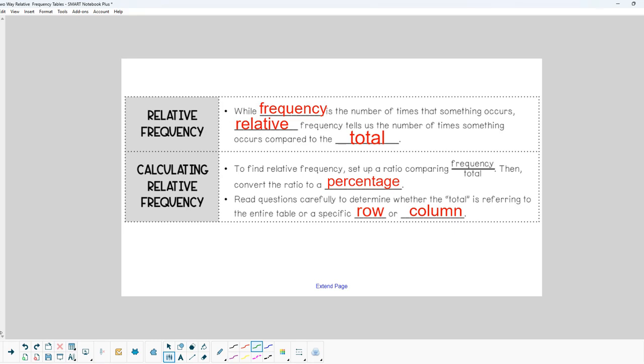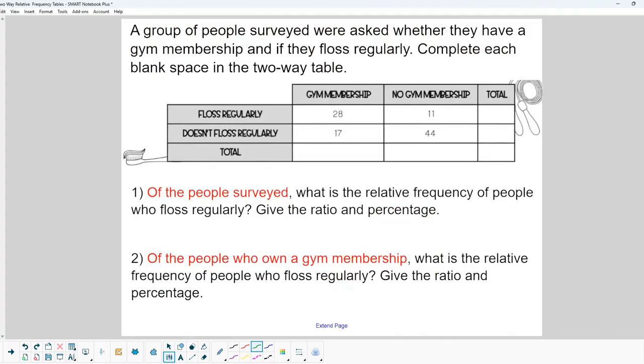Read questions carefully to determine whether or not the total is referring to the entire table or a specific row or column. So in our first survey, a group of people were surveyed and asked whether they had a gym membership and if they flossed regularly. So first of all, let's complete the table. So we added up all the rows and the columns and got these numbers.